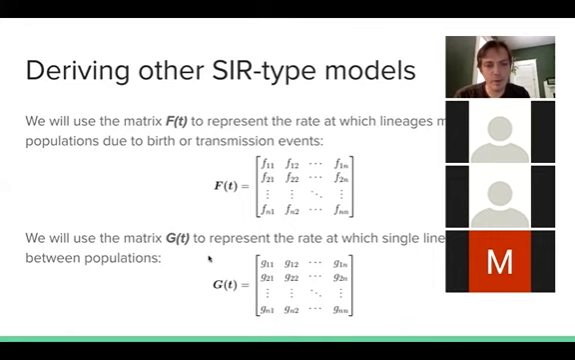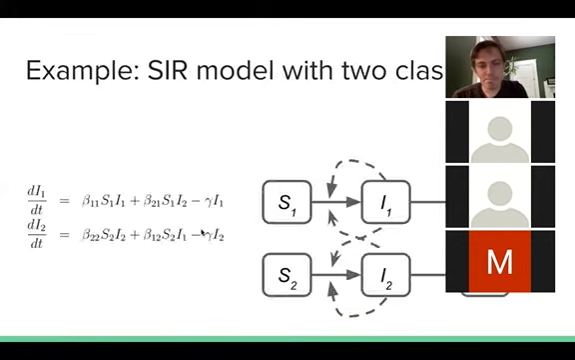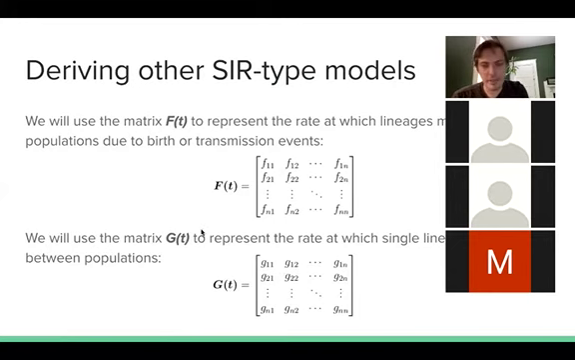And the same for movement due to migration events that occur independently of transmission events. We can keep track of the rate at which a given lineage moves between populations due to these migration rates. And the logic for keeping these things distinct will become hopefully apparent in a couple of slides.